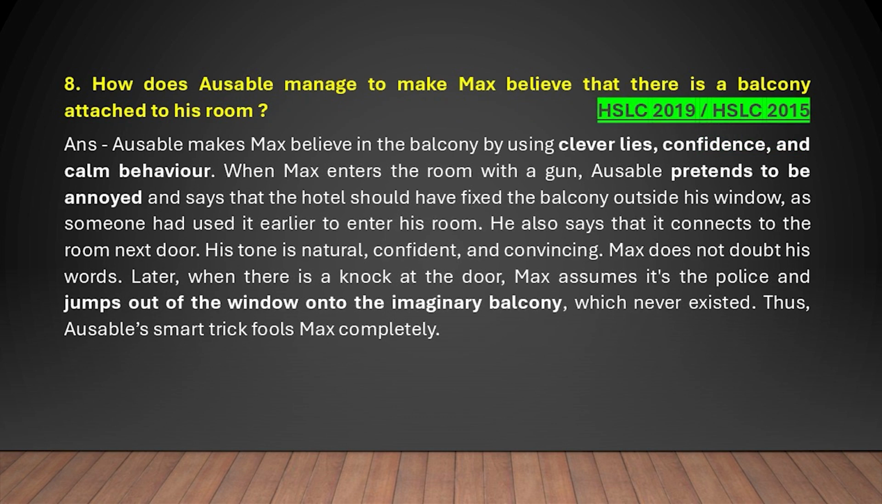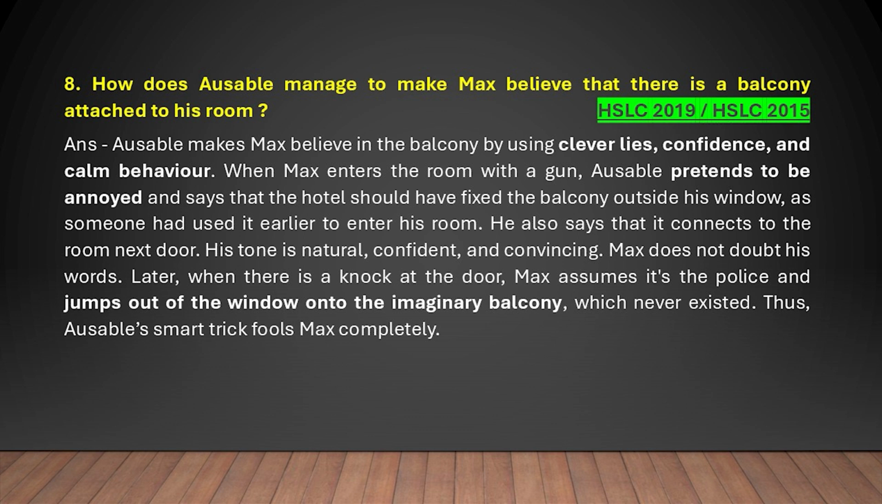8. How does Ausable manage to make Max believe that there is a balcony attached to his room? HSLC 2019, HSLC 2015. Answer. Ausable makes Max believe in the balcony by using clever lies, confidence, and calm behavior. When Max enters the room with a gun, Ausable pretends to be annoyed and says that the hotel should have fixed the balcony outside his window, as someone had used it earlier to enter his room. He also says that it connects to the room next door.